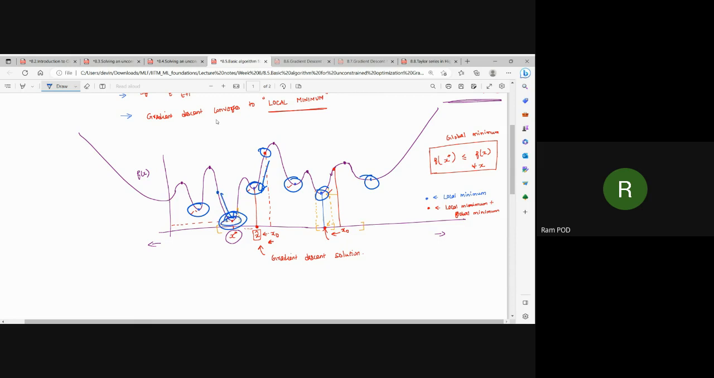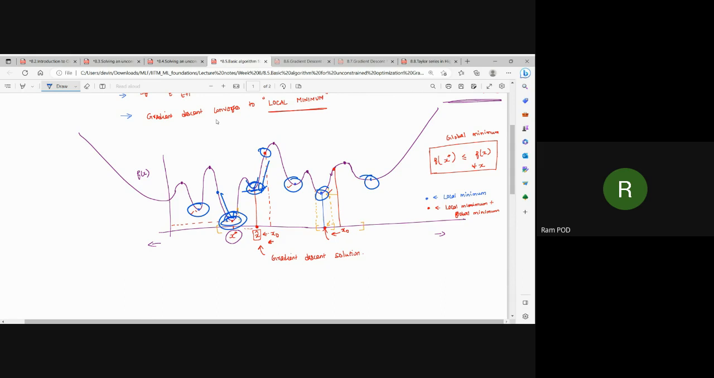Okay, at this particular minimum point. So depending upon your starting point, your algorithm will stop at some particular value. And the problem here is, for this particular graph, this is a local minima, but this is not a global minima.